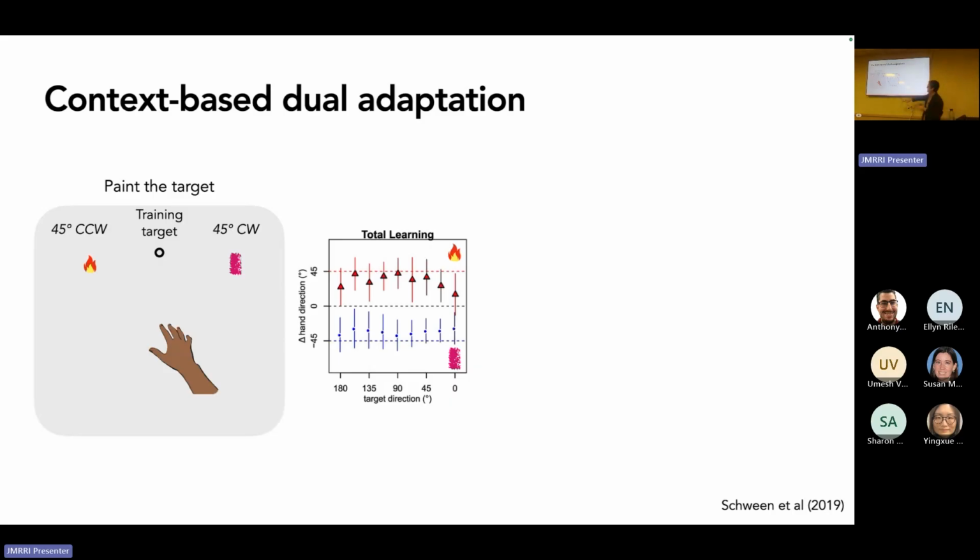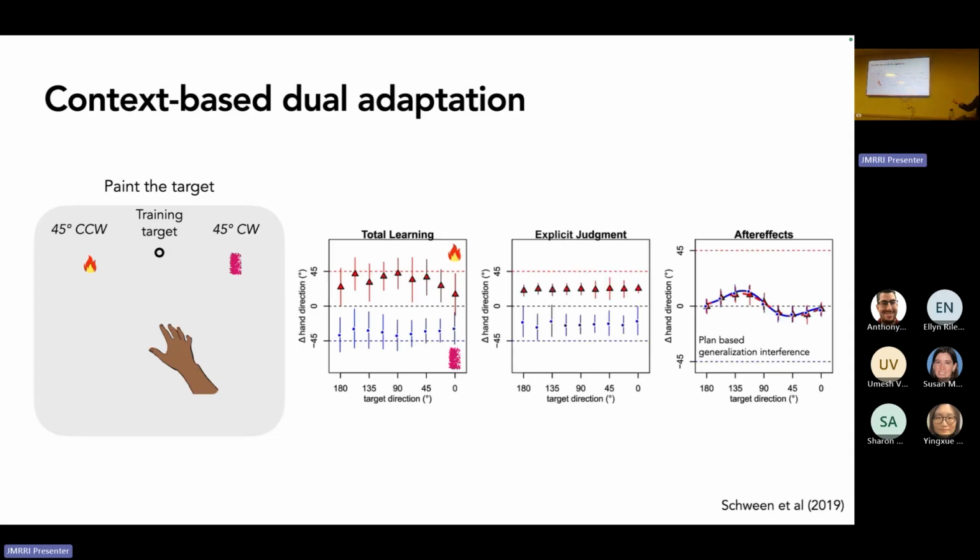And so this is the total learning. It should be going 45 degrees here under the paint condition, pretty much the arc, same with the flame. So now we got dual adaptation on an abstract kind of concept. But all of that learning is in the explicit domain. So it's under explicit judgments. They can use that context to re-aim their movements, but the implicit-based learning causes interference.